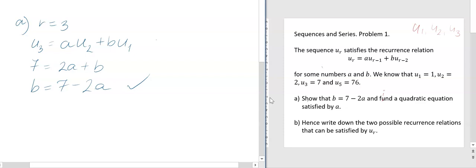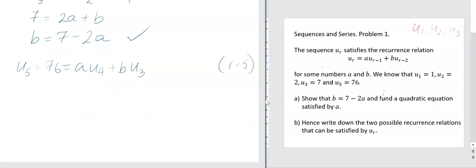Now we need to find a quadratic equation satisfied by A. That sounds pretty tricky. Let's have a look at what's given again. We have U1, U2, U3 that we've just used, and we have the fifth term, 76. So let's now work with it and see if we can get anything meaningful. U5 means that r equals 5. So U5 equals 76. I'll write here r equals 5. And it means that the expression becomes A times U4 plus B times U3, that's 5 minus 2.